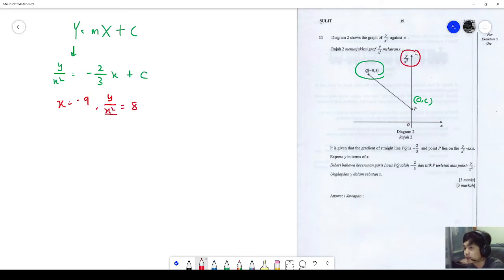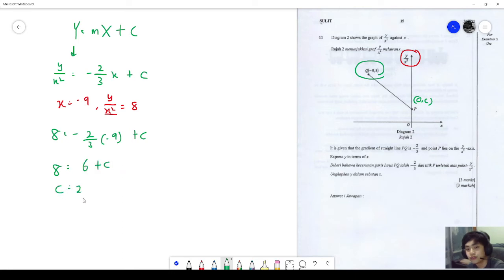Because this is the axis we are given. We follow the axis that we are given when we substitute. This is not y. This is y over x squared axis, right? So we substitute it into the equation. So it will be 8 equals to negative 2 over 3 times negative 9 plus c. 8 equals to 6 plus c.